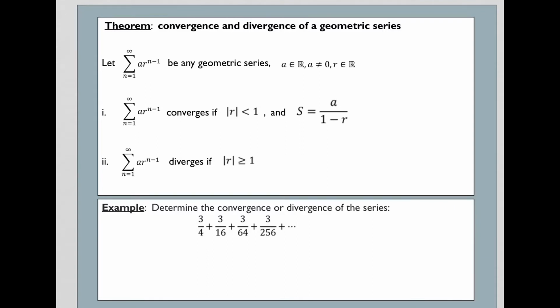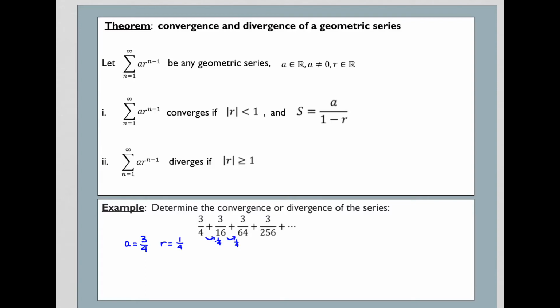Now, we took a look at this example in a previous video, 3/4 plus 3/16 plus 3 over 64 plus 3 over 256. We saw that this was a geometric series, and the a value on this geometric series was 3/4, and the r value on this geometric series was 1/4. Remember, 1/4 was the value or the ratio that we multiply by each term to get the next term. So if a is 3/4 and r is 1/4, how can we tell if this series converges or diverges? Well, we're going to use our theorem. And which case are we in?